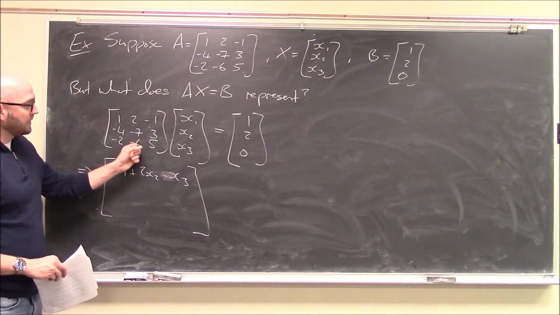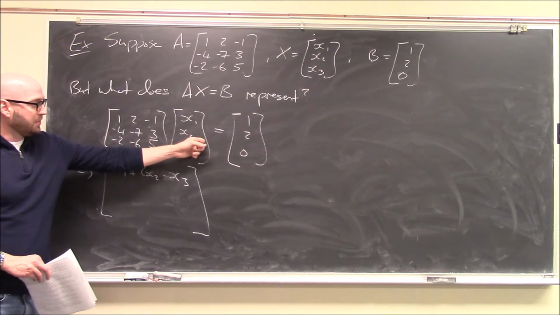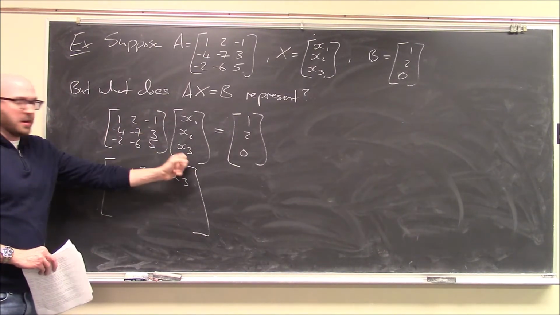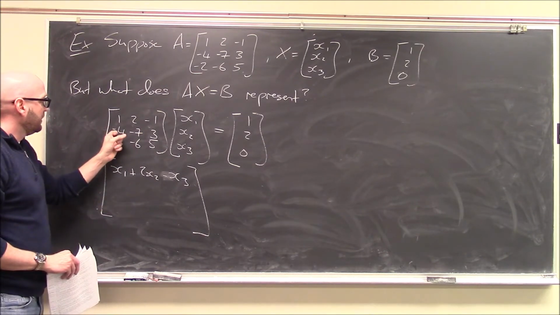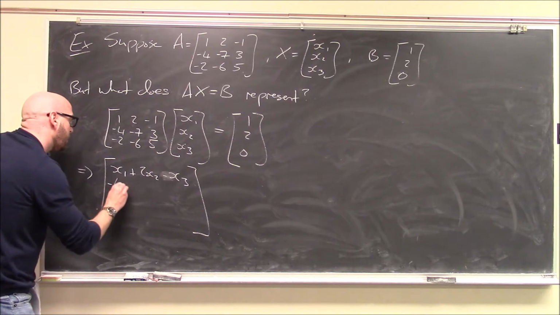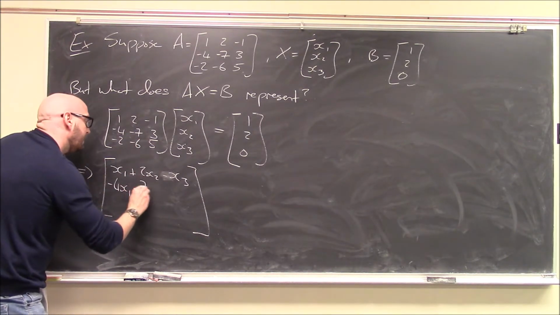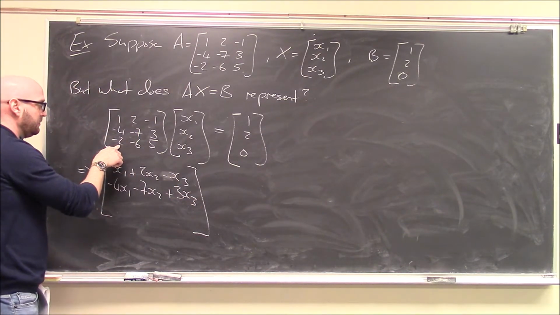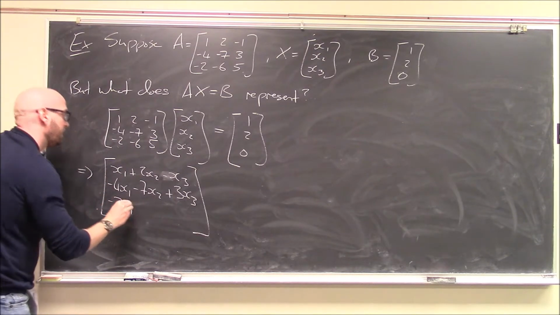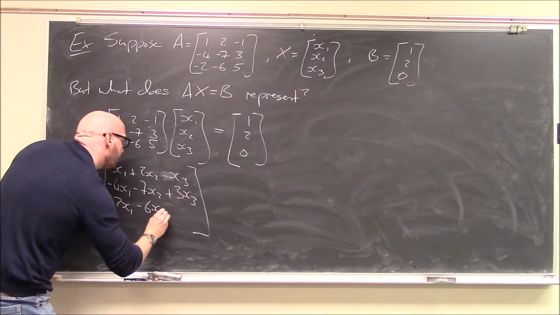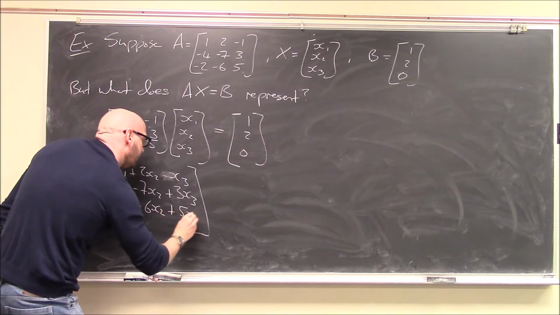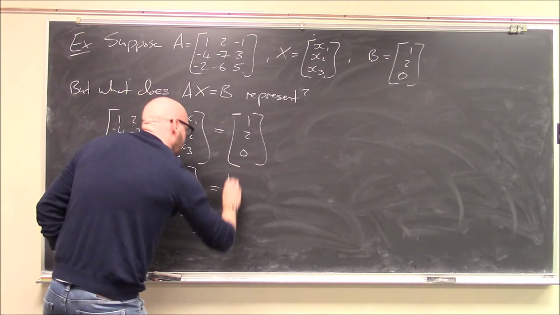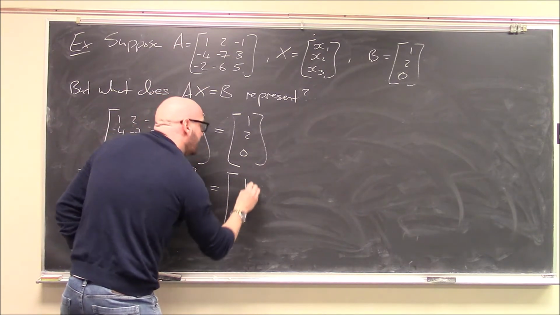And that's the only entry. How do I know this? Because it's 3 by 3 times a 3 by 1, so the output is going to be a 3 by 1 matrix, so 3 rows, 1 column, and it's just this row by this column. Next entry is going to be this row by this column. So I'm going to have minus 4 times x1, plus minus 7 times x2, plus 3 times x3. And last but not least, we've got minus 2 times x1, plus minus 6 times x2, plus 5 times x3. So there's the product of these two matrices together, and that still equals the right-hand side, 1, 2, 0.